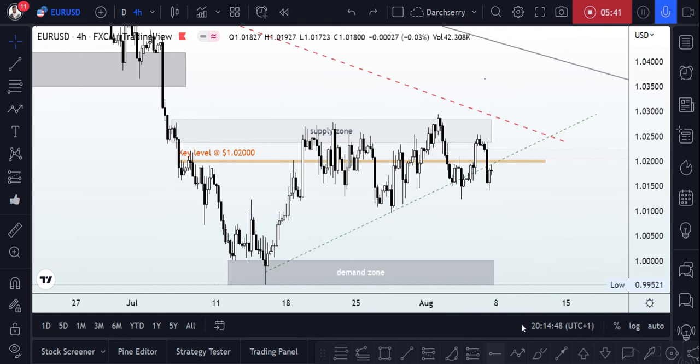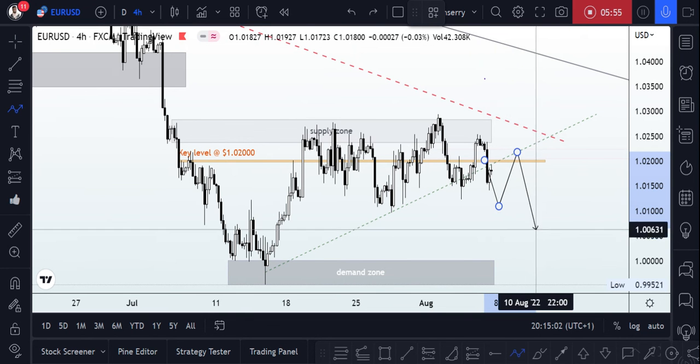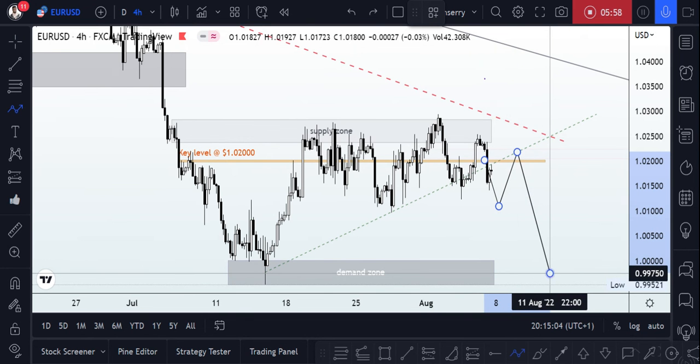So for me on the Euro USD, it's very simple. I'm looking forward to price oscillating right below the key level at 1.0200 area, which also shares a confluence with that bullish trend line. So right below, if we see price make a retest of structure, then I might be joining the rally to the downside.